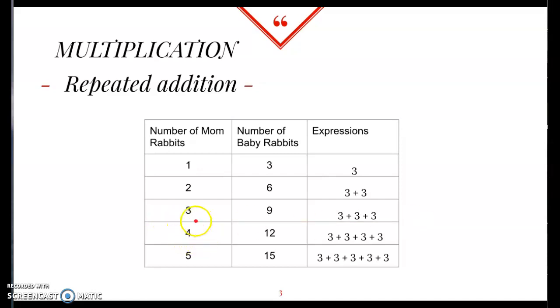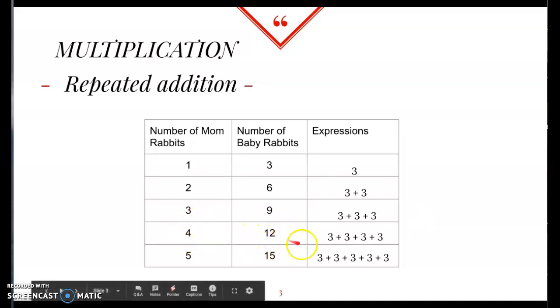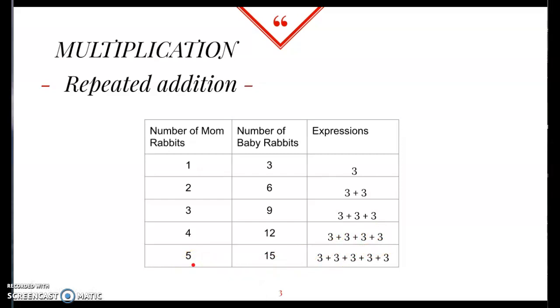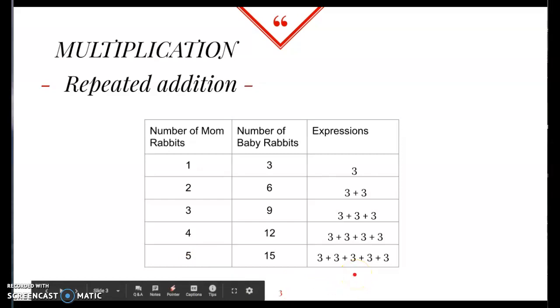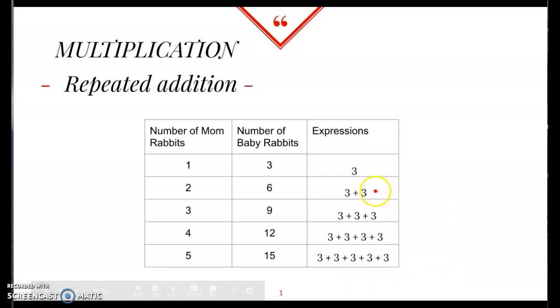If I have 4 rabbits giving birth, they give birth to a total of 12. So that's 3 plus 3 plus 3 plus 3. And then 5 rabbits, they are giving birth to a total of 15. And I have 3 plus 3 plus 3 plus 3 plus 3. So this would be 3 times 5. This would be 3 times 4. This would be 3 times 3. And this would be 3 plus 3.